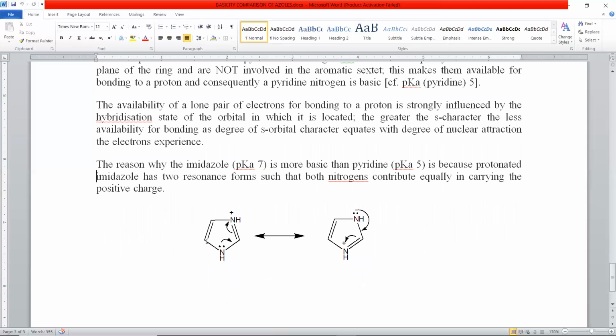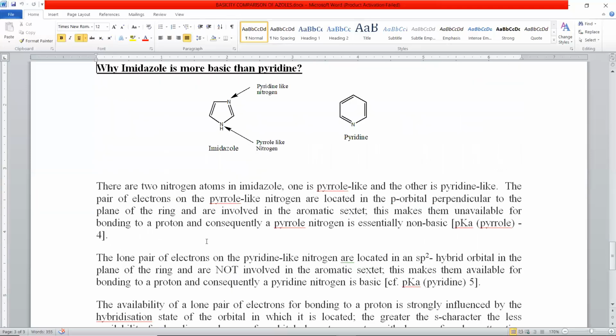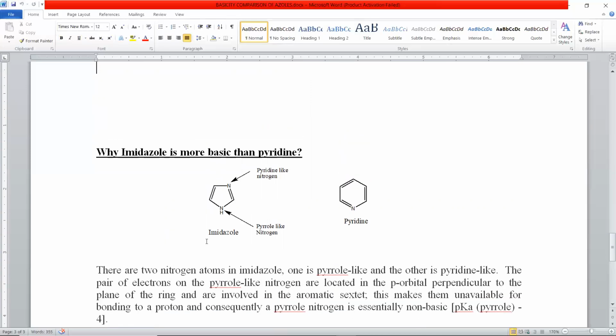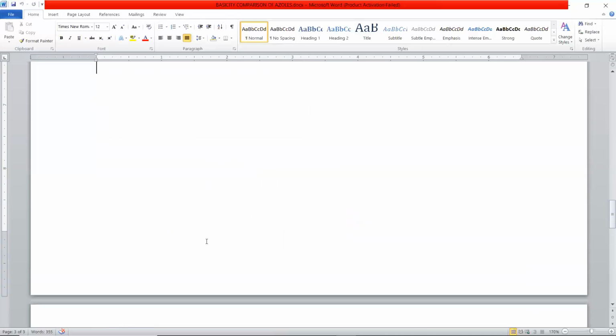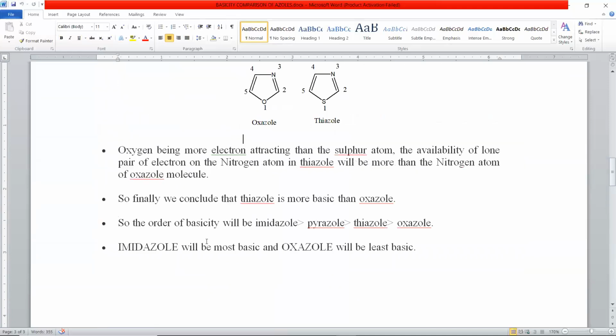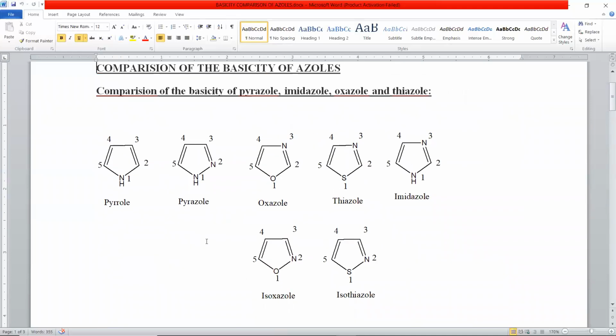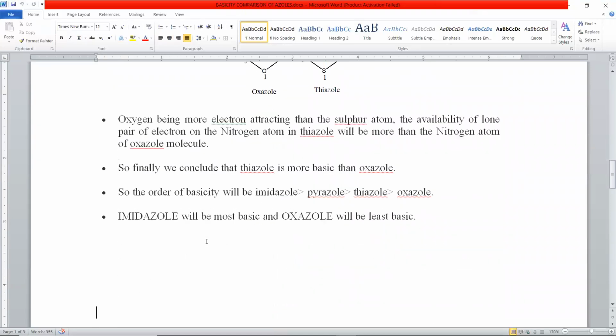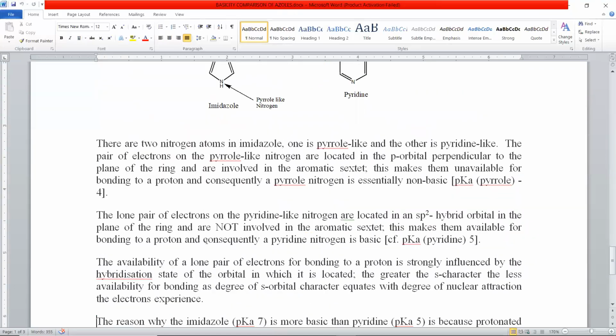These two questions are very important for examination. Why is imidazole more basic than pyridine, or imidazole and pyridine, which is more basic and why? Similarly, comparison of the basicity of pyrazole, oxazole, thiazole and imidazole. These two questions are important from the examination point of view.